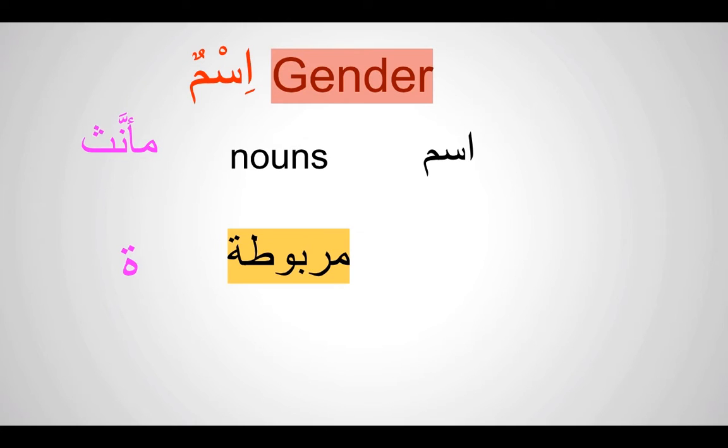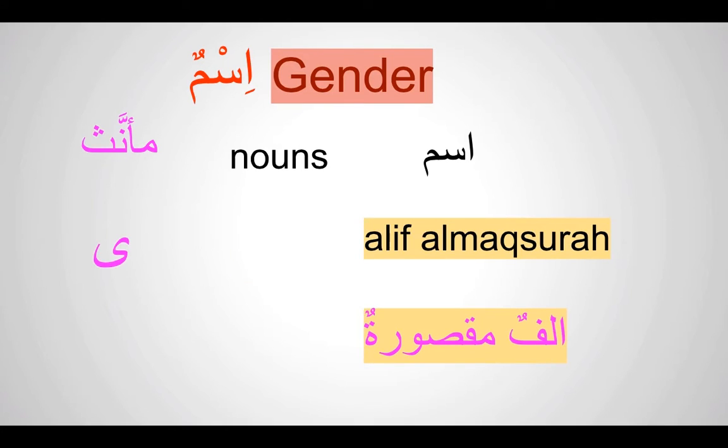And we learned that alif maksura is also a sign of femininity. For example, husna. So if you see this alif maksura, which is ya without dots and a sound of a, it's called short alif.